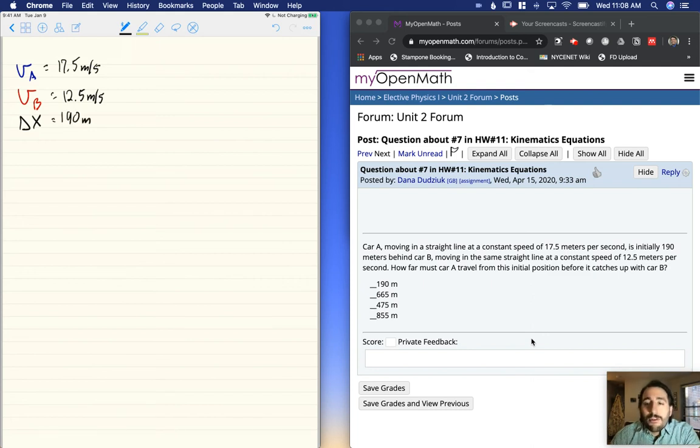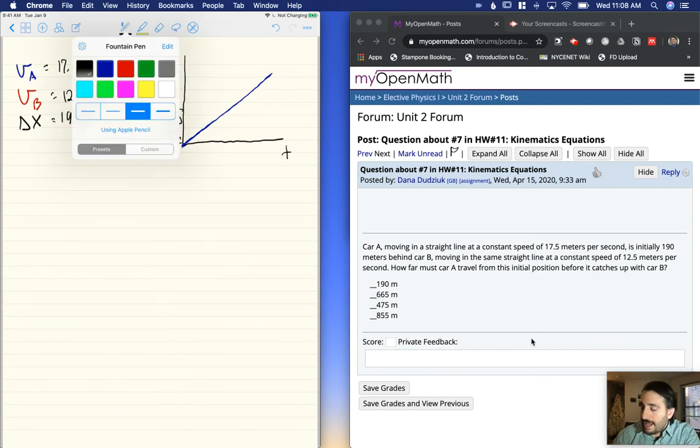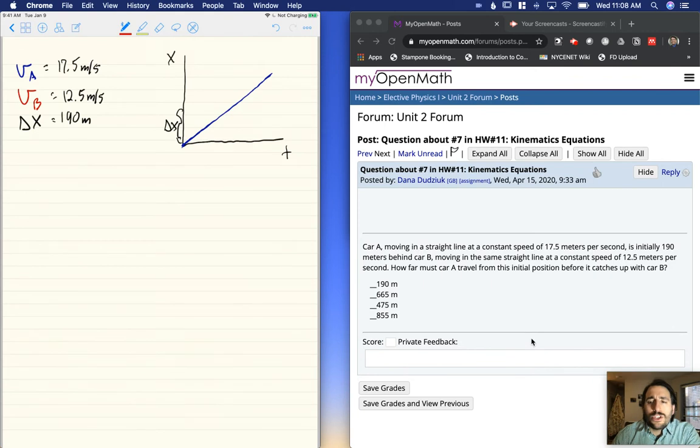Now, what does it mean for car A to catch up with car B? I think one way to better understand that is to draw a graph of the position versus time for these two cars. So for car A, which I'll draw in blue, we're going to imagine it starts at the origin, and it's going to move at some velocity, where that velocity is going to be the slope of this graph. And car B is going to start with some amount of head start, this distance here of delta x, and it's moving at this different velocity.